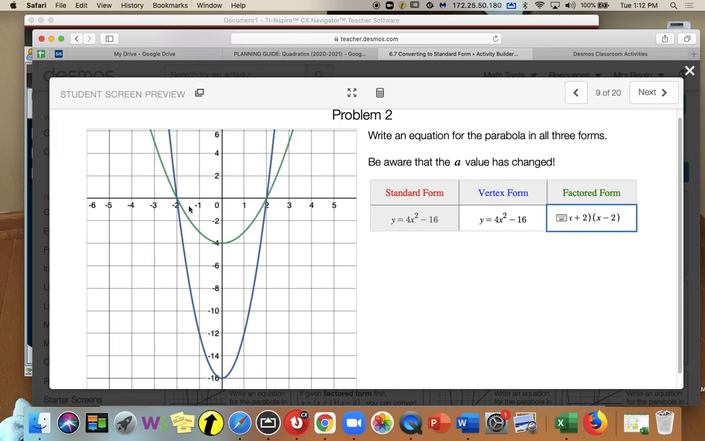And I have the zeros, but I need to make the graph skinnier, and it needs to shift down. Okay, so what happens if I just put the 4 there? Oh, and that takes care of both things, right? So it did make it skinnier, and it did give us the right vertex.